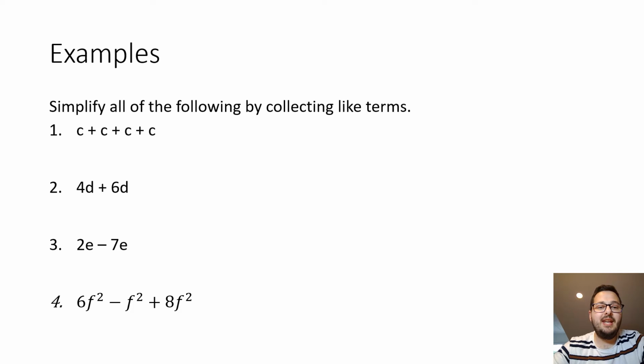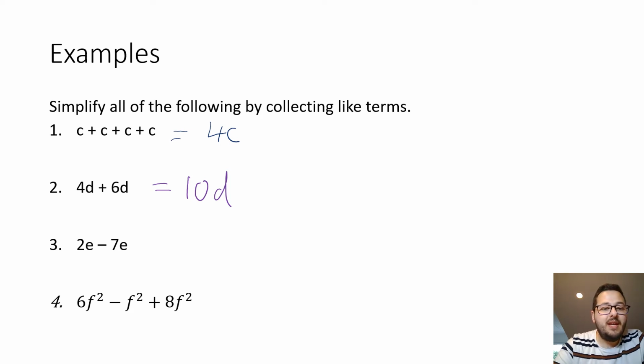So we've got C plus C plus C plus C. We'll think about how many carrots have I got? Well, I've got 4 altogether, haven't I? So this is going to equal 4C. The next one, we've got 4D plus 6D. So I've had 4 donuts and I added 6 donuts to that. Altogether, I'd have 10 donuts.